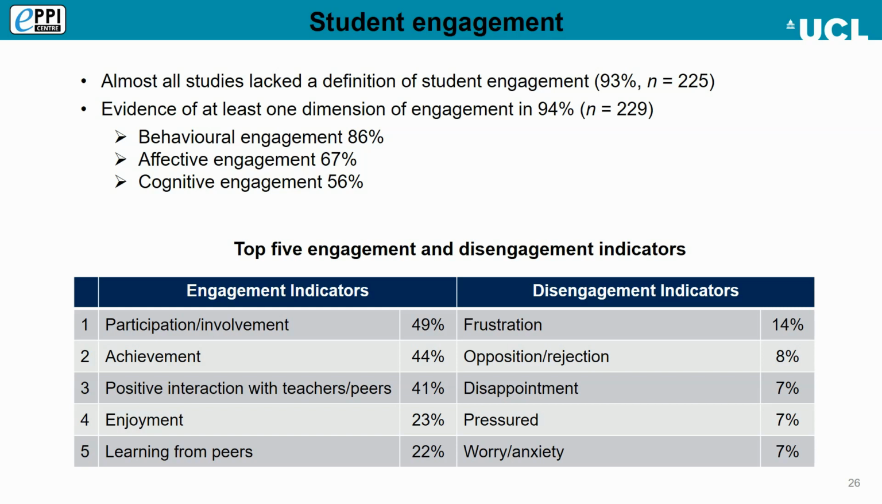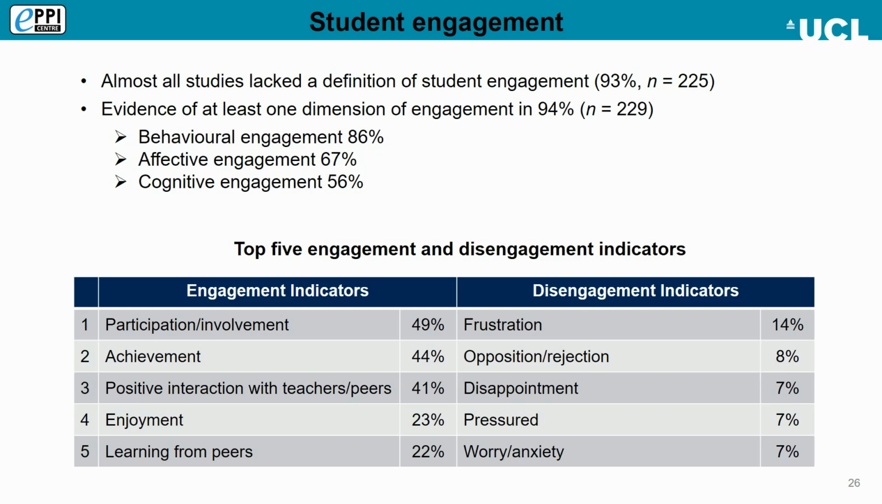The top 5 engagement indicators across all of the 243 studies were participation and involvement, which was identified in 49% of those studies, followed closely by achievement, which I should say of itself isn't necessarily an indicator of engagement, but rather an outcome. But this is something I've actually since changed my mind on in further iterations of using my framework. This was followed by positive interaction with teachers and peers. And you can see then from 41%, there's quite a drop to the next indicator, which was enjoyment, and then learning from peers at 22%.